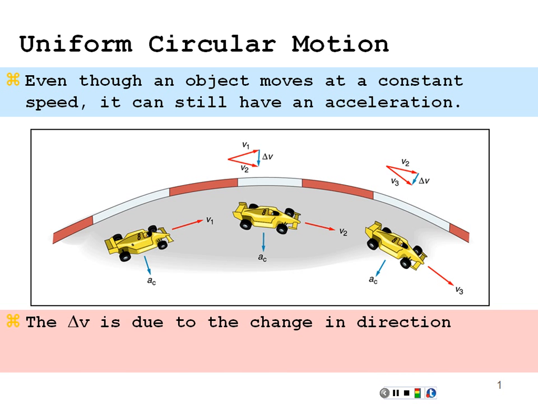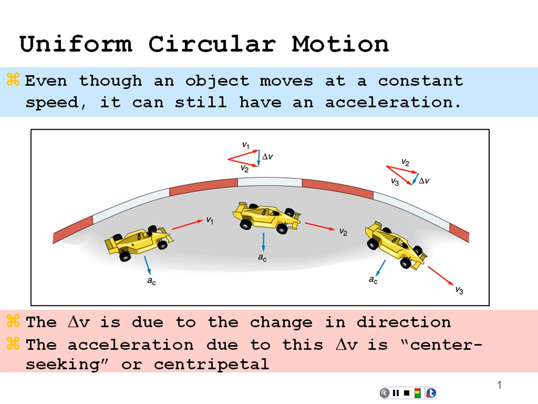This change in velocity is due to a change in direction, and the acceleration, which is this change in velocity over change in time, is center seeking, or what we say centripetal. We can look at this a moment later, where we have velocity 2 going in this direction, velocity 3 in this direction, and our change in velocity is again towards the center of this circular motion. So it's still center seeking.